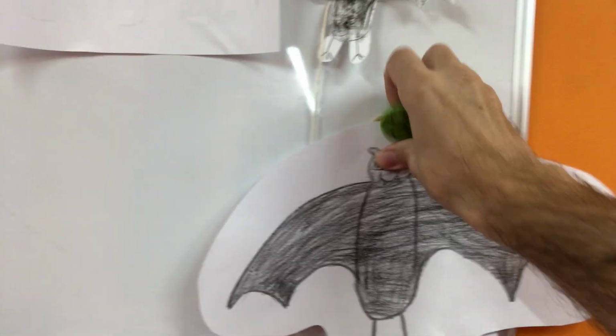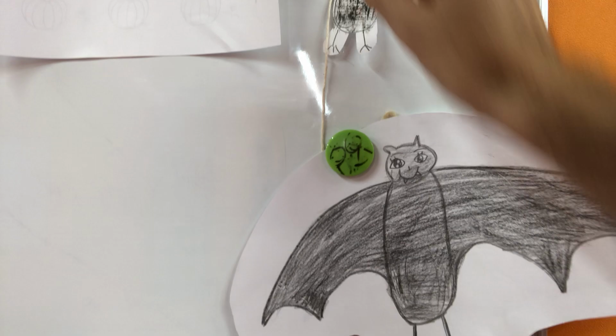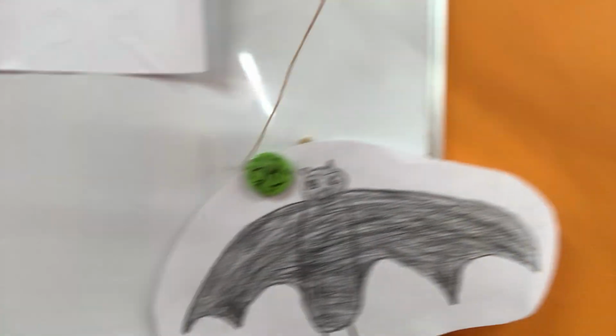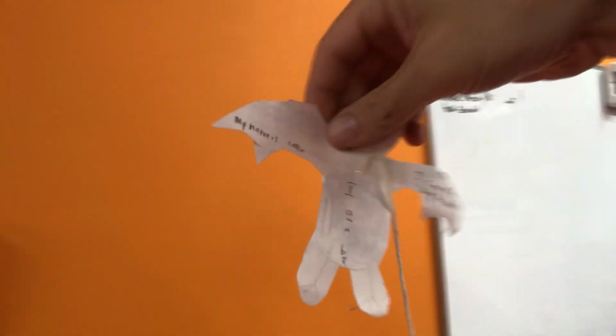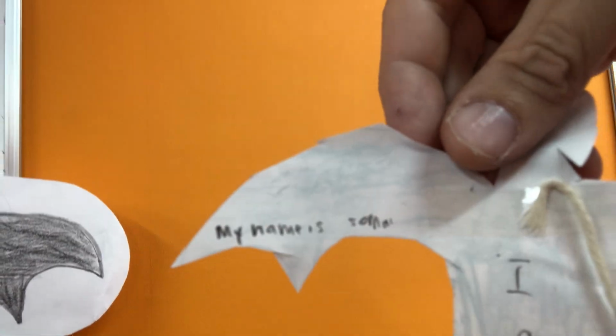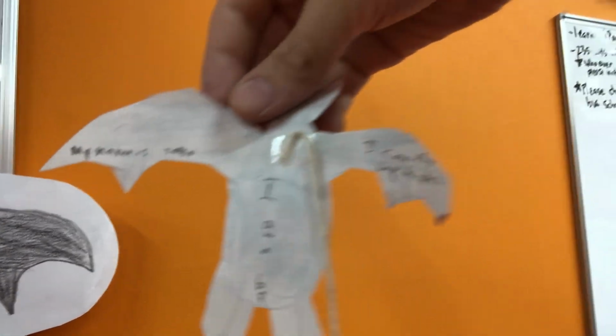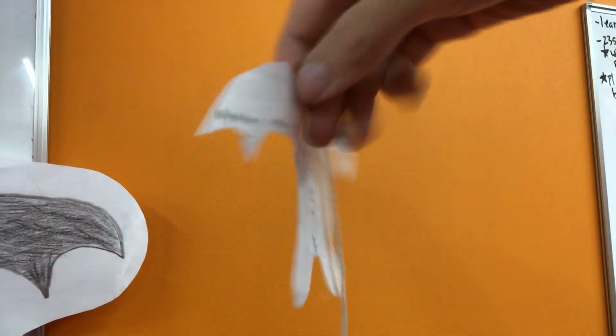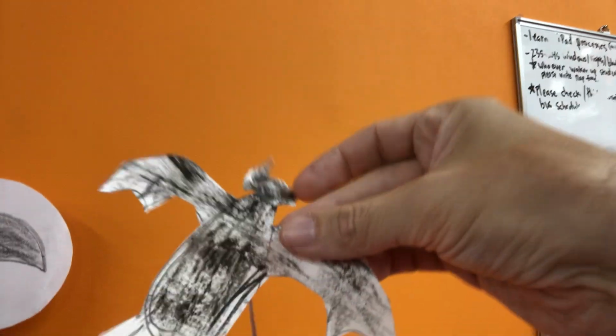We have some other work over here too. I didn't look at this one yet. Let's have a look now. See on the back. It's probably very small writing. I think I know who it is. Let's see. Oh, my name is Soma. Oh, that's a magnifying glass. I am a bat. I can fly up high. That's really cute, Soma. Look at that.